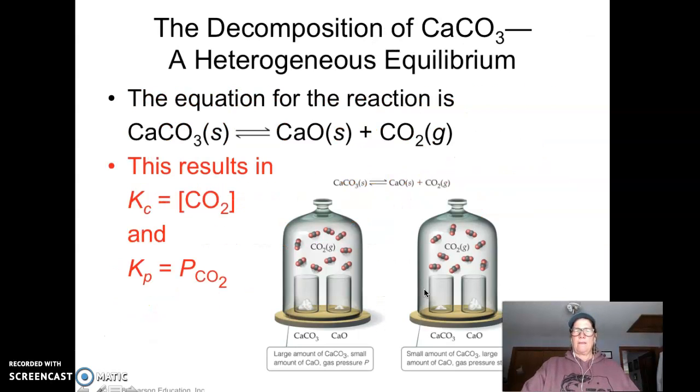Okay. All right. To show you it again, this equation right here, I want to show you differences. See how we have a solid here and a solid here and a gas here? This is the only thing we would worry about.